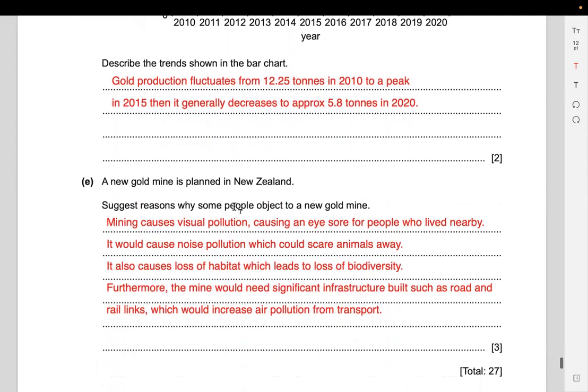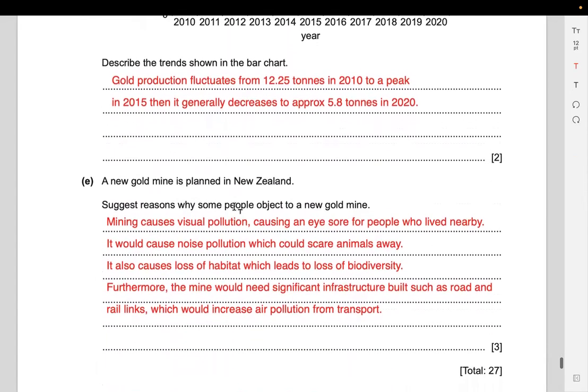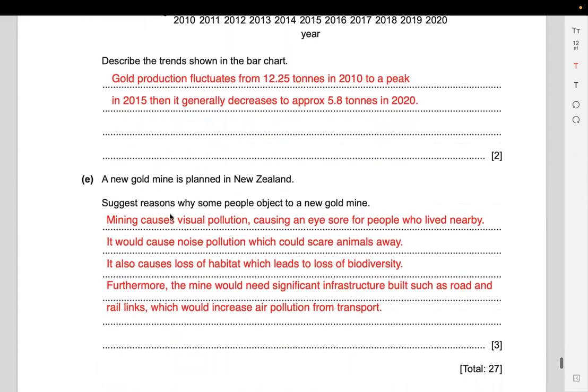Now, this is an interesting one. A new gold mine is planned in New Zealand. Suggest reasons why some people object to it. Well, ordinarily, I'd have said your five pollutions: visual, air, noise, land, water, right? And I'd have rambled on about those for 3 marks. In this mark scheme, it seems they've all been clumped together. So I had to think of a couple more things. So you never know how much you're going to get for these things, because I'd have thought the pollutions would have been a mark each, but no.